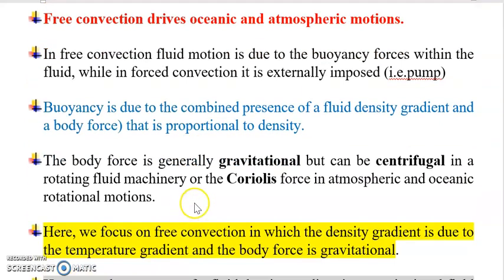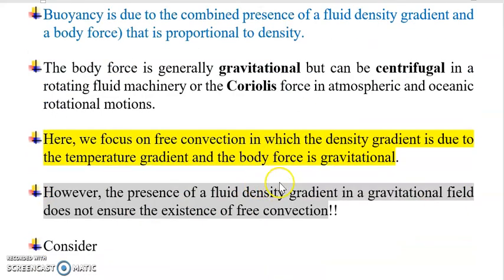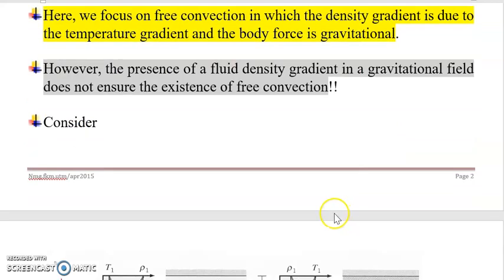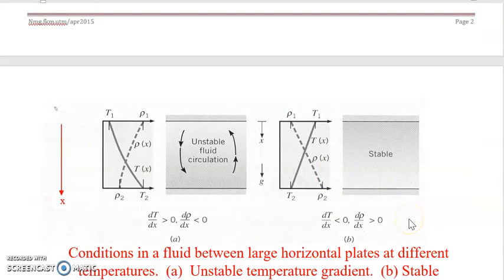So, the body force is generally gravitational in free convection, but it can be centrifugal in rotating fluid machinery or the Coriolis force in atmospheric and oceanic rotational motion. Here, we only focus on free convection in this module, where the density gradient is due to the temperature gradient and the body force acting on it is the gravitational force. Note that the presence of a fluid density gradient, a density difference in a gravitational field, does not ensure the existence of free convection. Let's have a look at these two special cases.